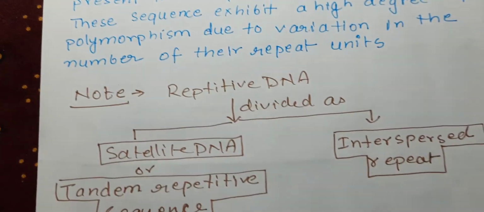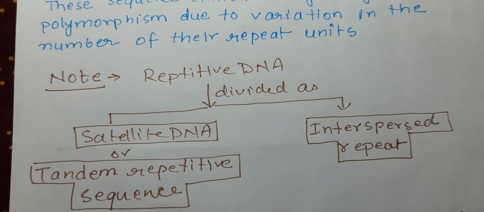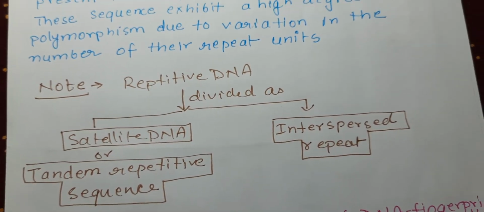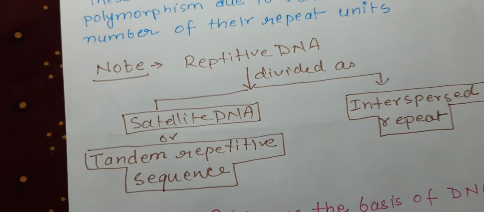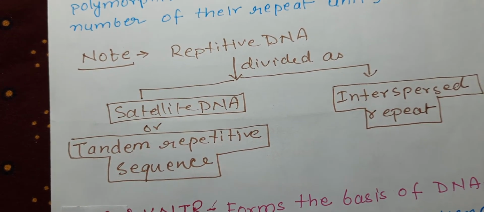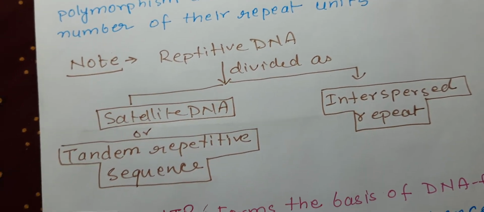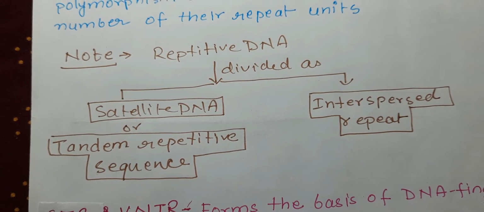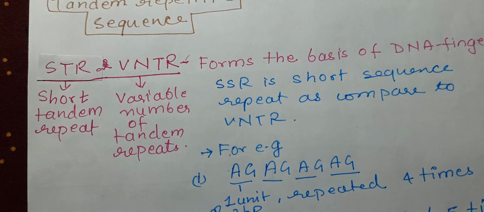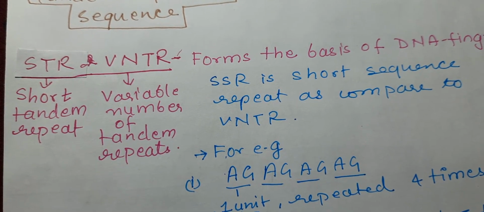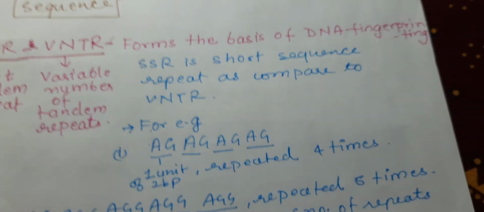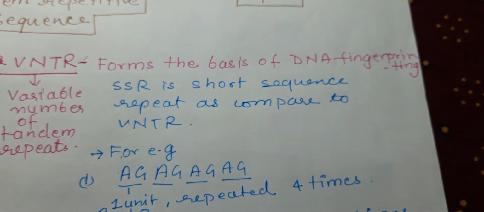Okay, so let's also understand what is repetitive DNA. Repetitive DNA is divided as satellite DNA and interspersed repeat. Now satellite DNA is separated on the basis of density gradient centrifugation from the genomic DNA, and basically it consists of tandem repetitive sequence. Okay, now if you consider short tandem repeats and VNTR, that is variable number of tandem repeats, which are kind of satellite DNA, they form the basis of DNA fingerprinting.